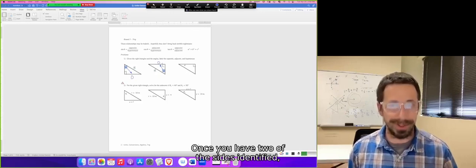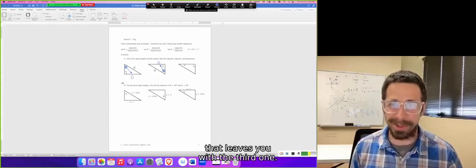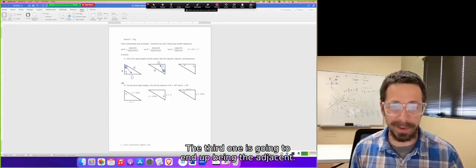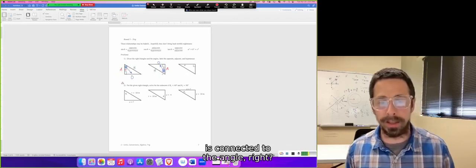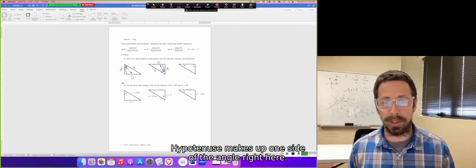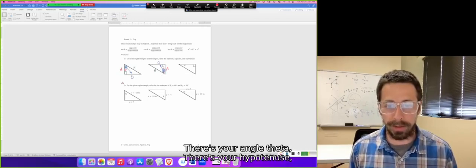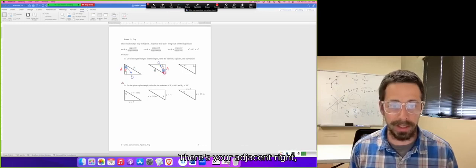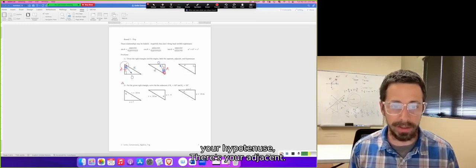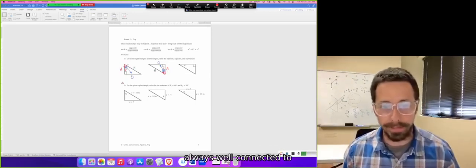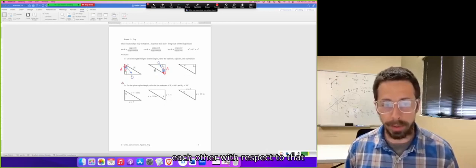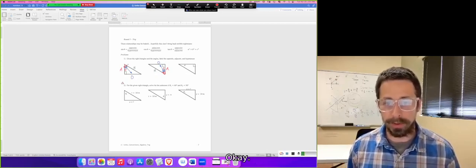Once you have two of the sides identified, that leaves you with the third one, right? And the third one is going to end up being the adjacent, right? The adjacent is the one that's right next to the angle. It's connected to the angle, right? The hypotenuse makes up one side of the angle right here. There's your angle theta, there's your hypotenuse, there's your adjacent. There's your angle, there's your hypotenuse, there's your adjacent. So the hypotenuse and the adjacent are always connected to each other with respect to that angle we're talking about, okay?